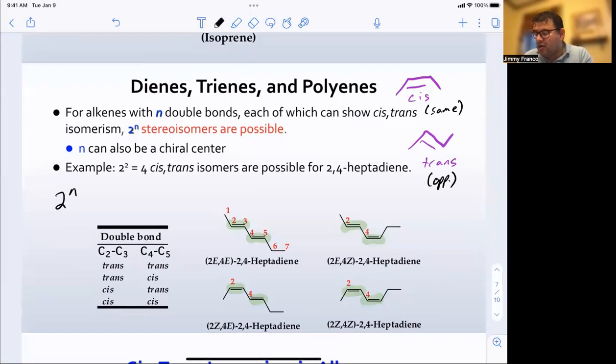2^n, and there's 2 double bonds, right, that we can change between cis and trans. So it'd be 2 to the n, which is 4. And so there should be 4 possible isomers, right? And that's what this is saying right here, that we have 4 possible isomers between the 2. Okay? And so that's where they come from, right? So we can do this different combination.